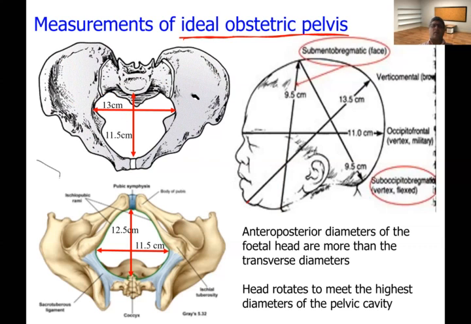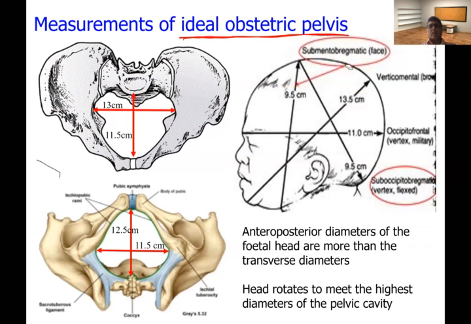So based on the flexion of the neck, and which part first enters the pelvic inlet, the anteroposterior diameter of the fetal head that is engaged into the pelvic inlet is decided, and it can vary. At least in this example, it can vary from 9.5 to 13.5. So that is one point that you need to remember.